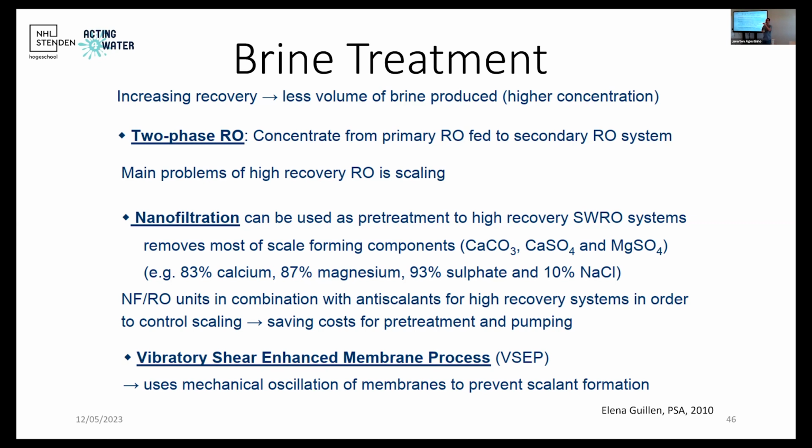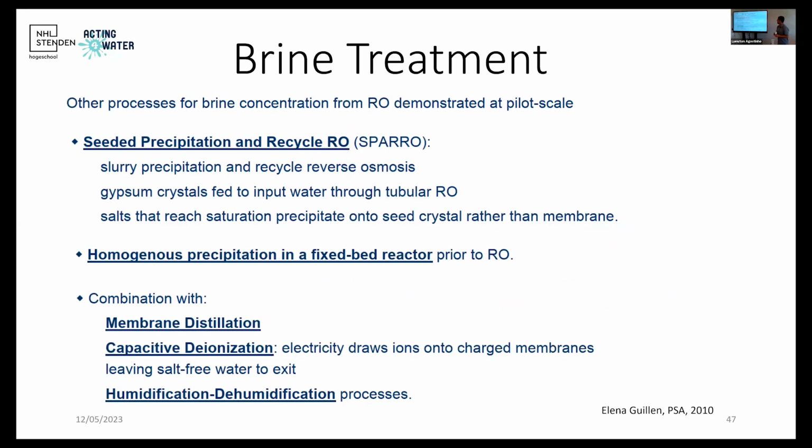For example, when you think about using your brine to feed an electrochlorination system or electrooxidation system, because these minerals, these salts, really need to be avoided in these systems. They cause scaling, while what you want is really to produce chlorine-based or sodium-based compounds. You also have seeded precipitation and recycle RO that you can do for different stages, to precipitate different metals. You have also homogeneous precipitation, similar to what we discussed here with the supercritical systems.